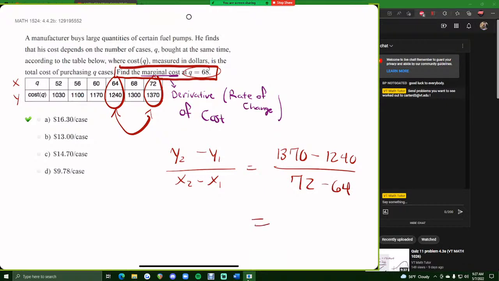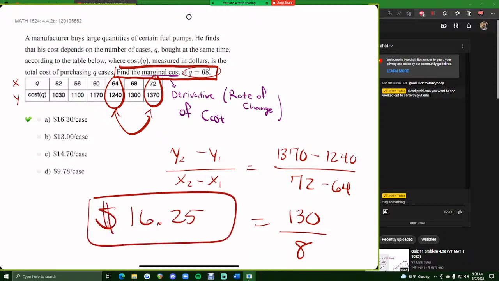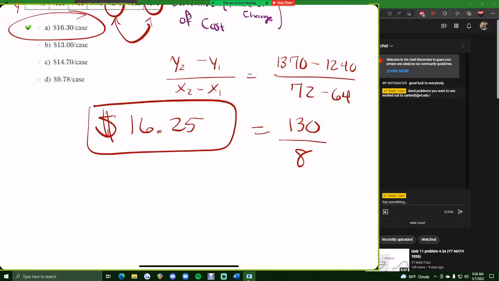Calculating this real quick, what do we get? I think that's 130 divided by 8. In my phone, 130 divided by 8 gives us 16.25. That is approximately 16.3 per case. Let's keep it rolling.